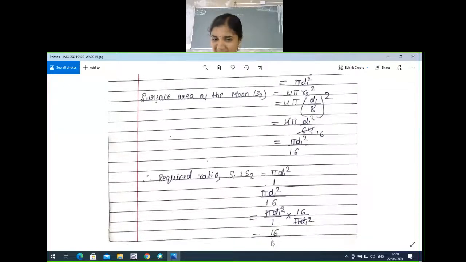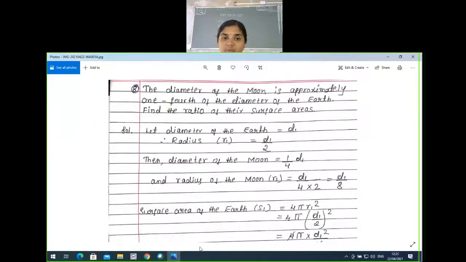Here 1 is visible, no? Okay, 1 is visible. 16 divided by 1, the final answer is 16 divided by 1. The ratio is 16 is to 1. Yes, got the idea of this problem now?